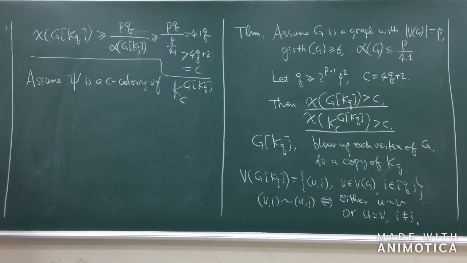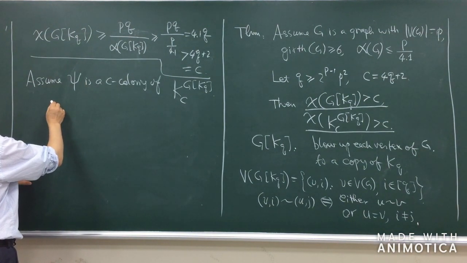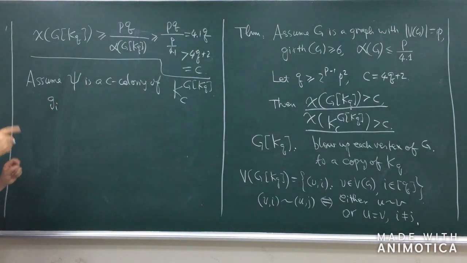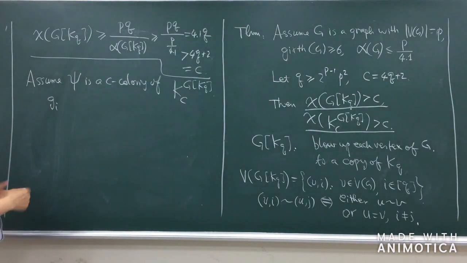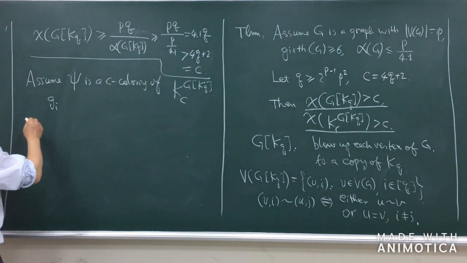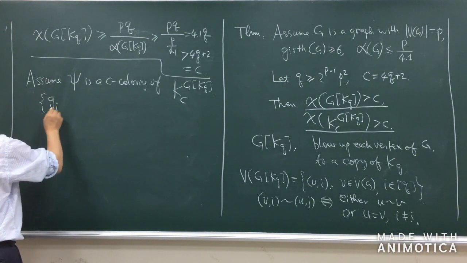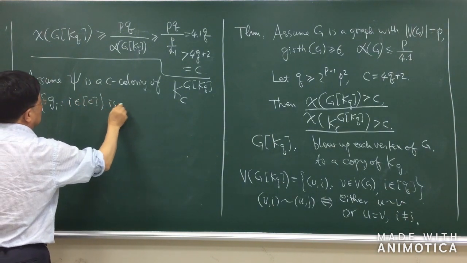Remember that g_i, say this g_i, is the constant map that colors all the vertices by color i. Then they form a clique, a C clique. So this is a C coloring, and there's a C clique in there. So this is a clique, right? It is a C clique.